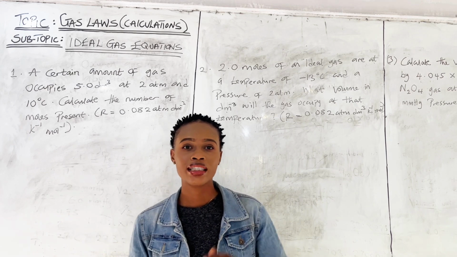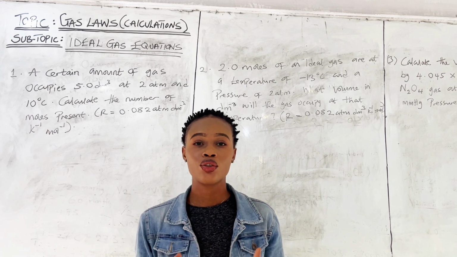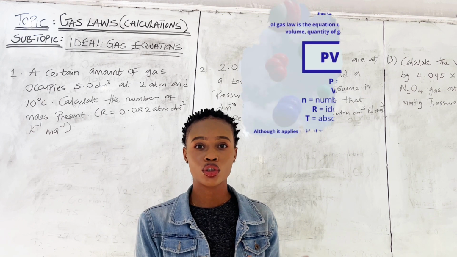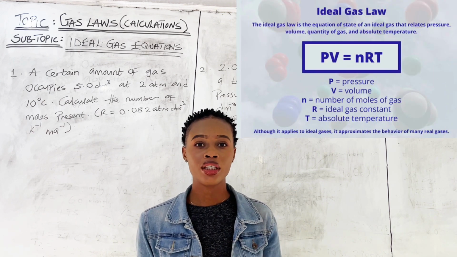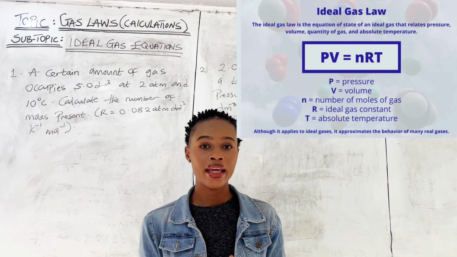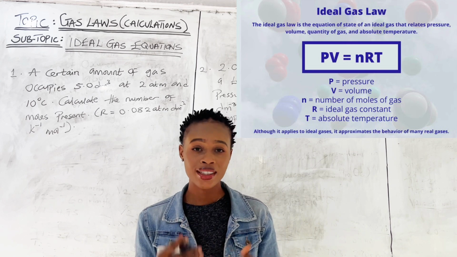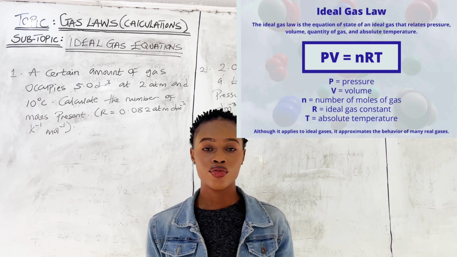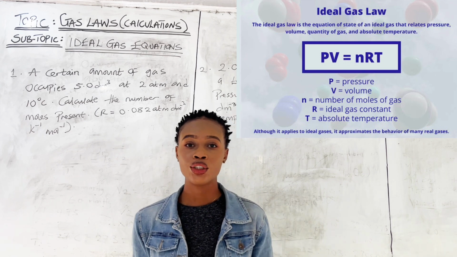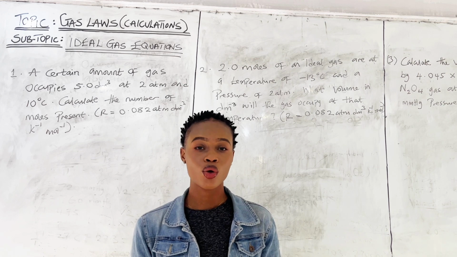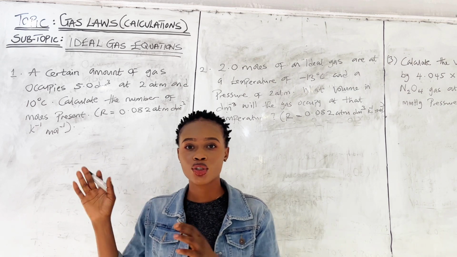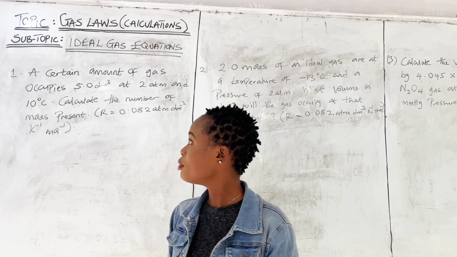The ideal gas equation is a combination of Avogadro's law and Boyle's law. So you have your P, your V, your n, your R. The ideal gas equation has to do with your pressure, your volume, your temperature and your number of moles. These are the parameters that we deal with when solving for the ideal gas equation. We're going to be solving these three questions on the board and I believe we'll be able to understand.